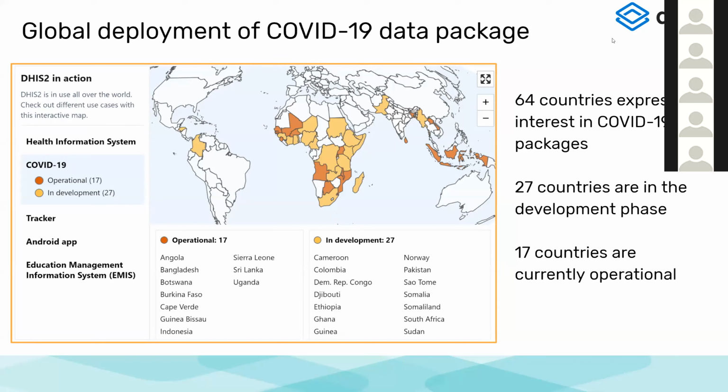We have quite a few countries that had initially expressed interest. We're up to about 64 at this point in time. And we have 27 that are actively developing with plans to roll out the COVID packages in their own settings. And we have 17 that are actually fully operational at this point in time. So they're collecting data and actually using the package for various purposes in their own settings.